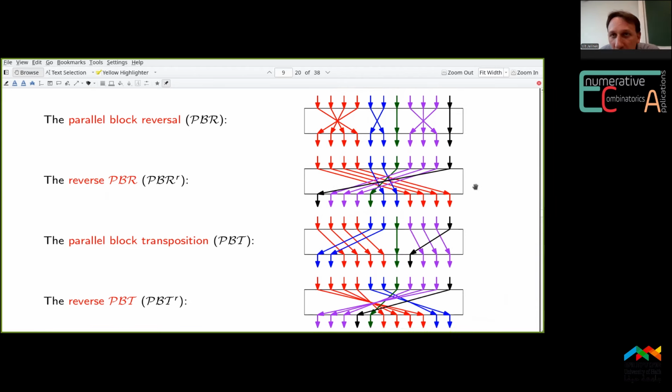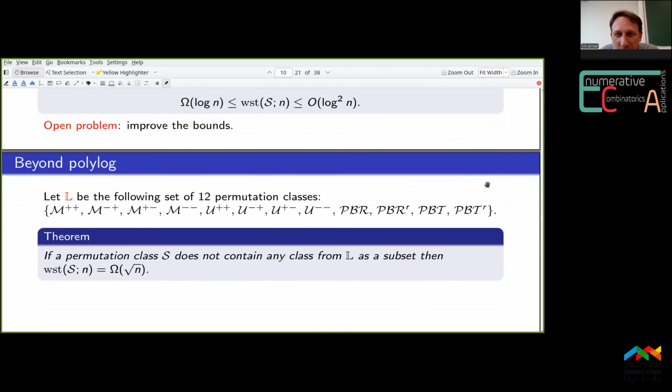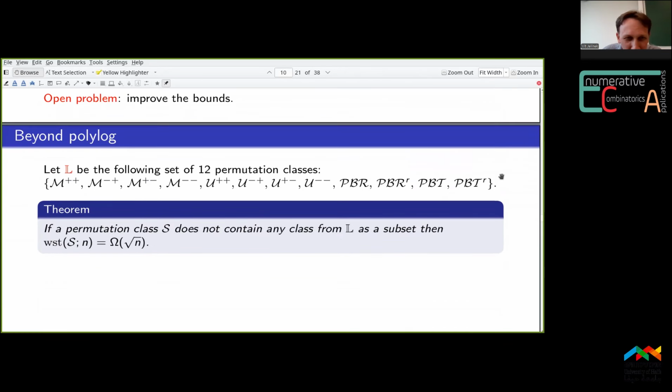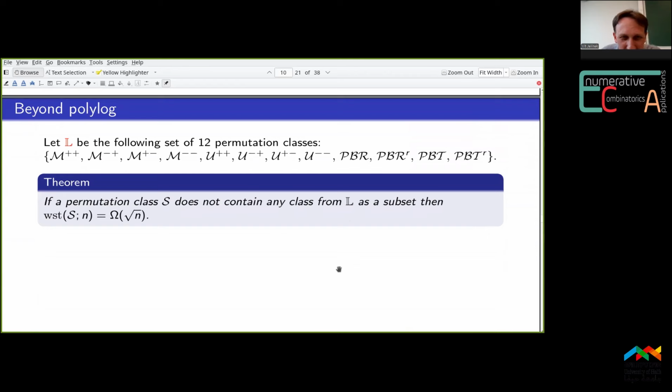Now, why am I giving you this catalog of 12 permutation classes with polylog worst case sorting time? Because it turns out that these 12 polylog classes are actually the only and exactly the 12 minimal permutation classes with polylog behavior.